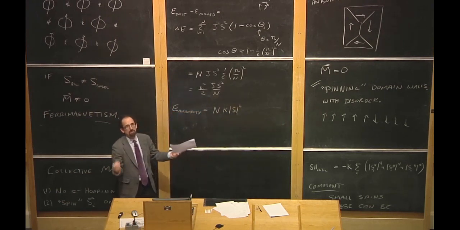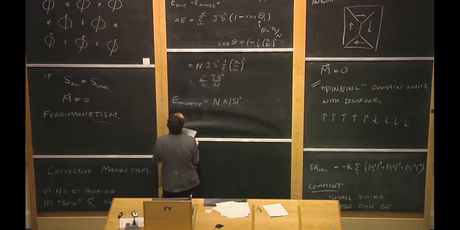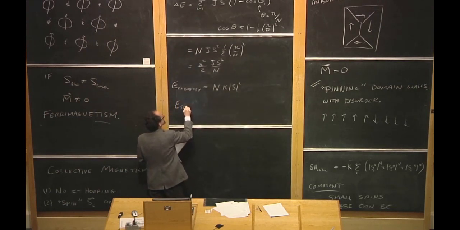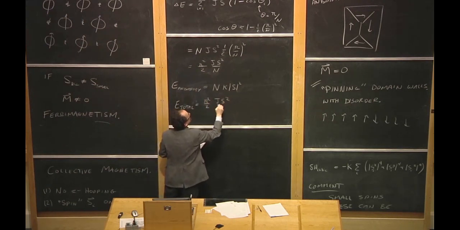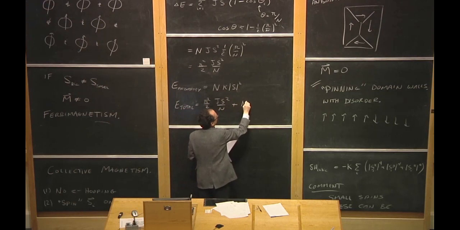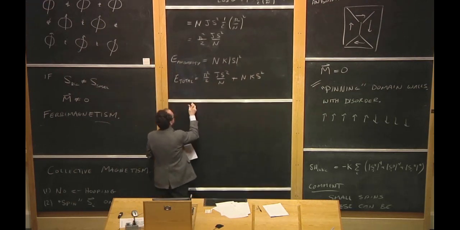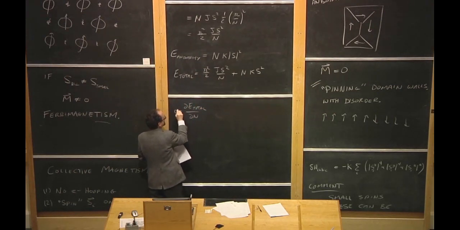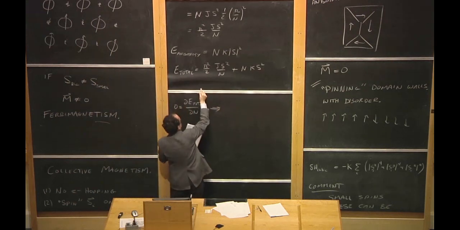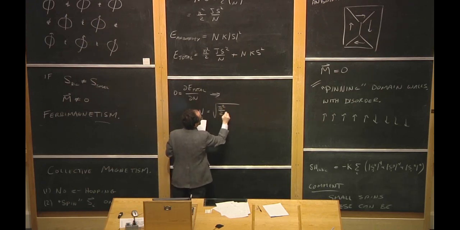Okay, this number is probably off by a factor of 2 or pi or something like that, but at least it will give us the order of magnitude correctly. So the total energy of the block wall, E total, is the sum of the Heisenberg energy, pi squared over 2 j s squared over n, plus the anisotropy energy, n kappa s squared. And then we have to minimize this, dE total dN, set that equal to 0. Just differentiate that, and we get n equals square root of pi squared over 2 j over kappa.